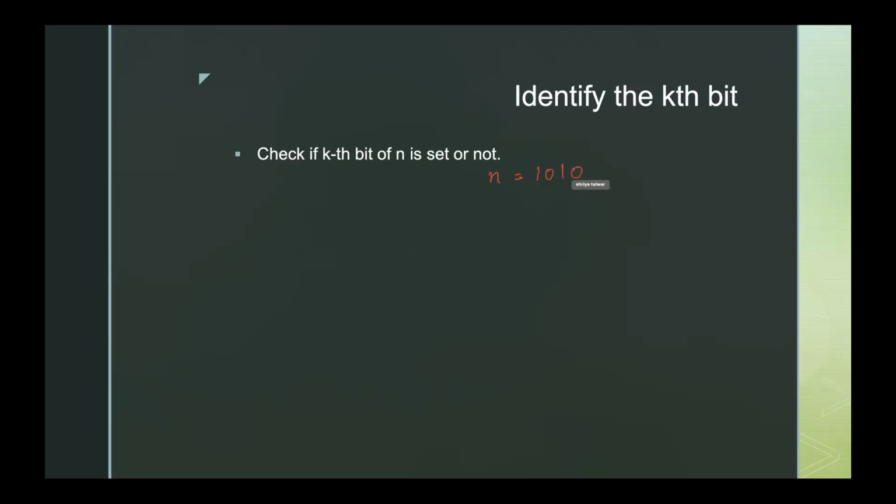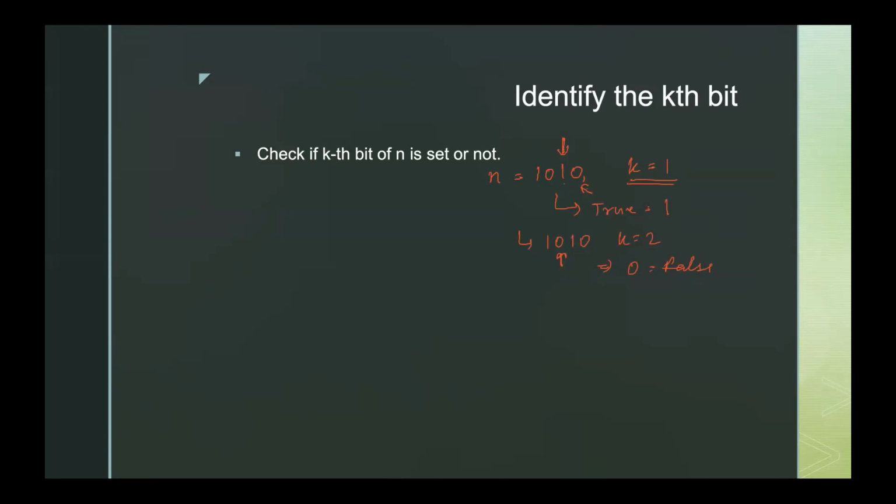Suppose n is 1010 and the value of k is given as 1. Whenever we count the position of binary digits, we start from the right end, and the first position is the 0th position. So k equal to 1 refers to this position. We want to know whether this bit is set or not. In this case it should return true, or 1, meaning the bit is set. Had the value of k been 2, we would identify this bit, and the output would have been 0 or false, meaning this bit is not set.